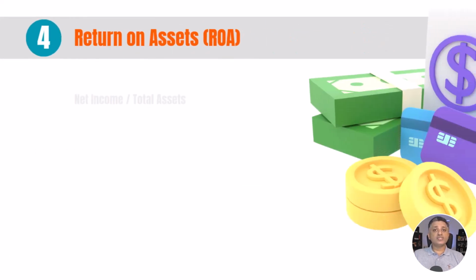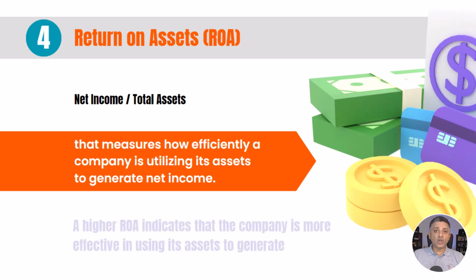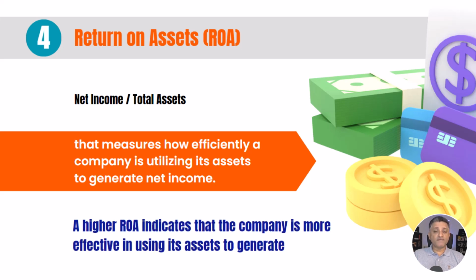D. Return on assets. Return on assets, or ROA, is a profitability ratio that measures how efficiently a company is utilizing its assets to generate net income. This ratio takes into account both the income statement and the balance sheet, providing a comprehensive view of the company's ability to create profits from its asset base. A higher ROA indicates that the company is more effective in using its assets to generate profits.